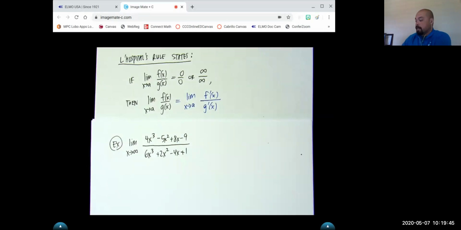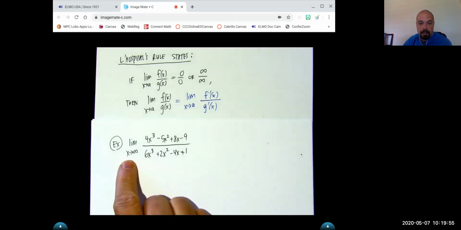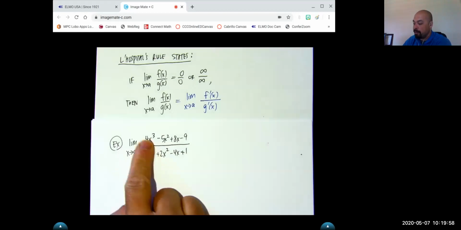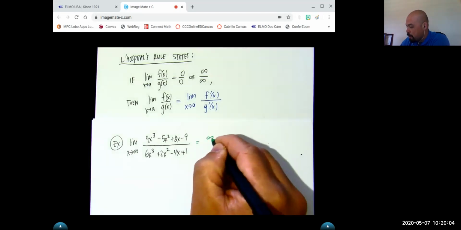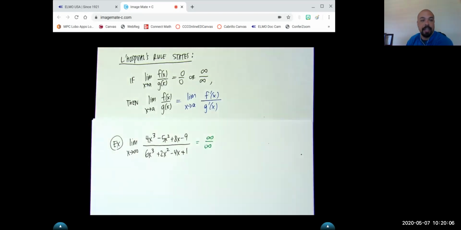So when I look at this problem, just like we would do back in chapter 2 with our limits, the first idea is direct substitution. What's going to happen if I let this x go to infinity, if I let those x get bigger and bigger? This is going to be that case where we have infinity over infinity, right? So imagine plugging those in.